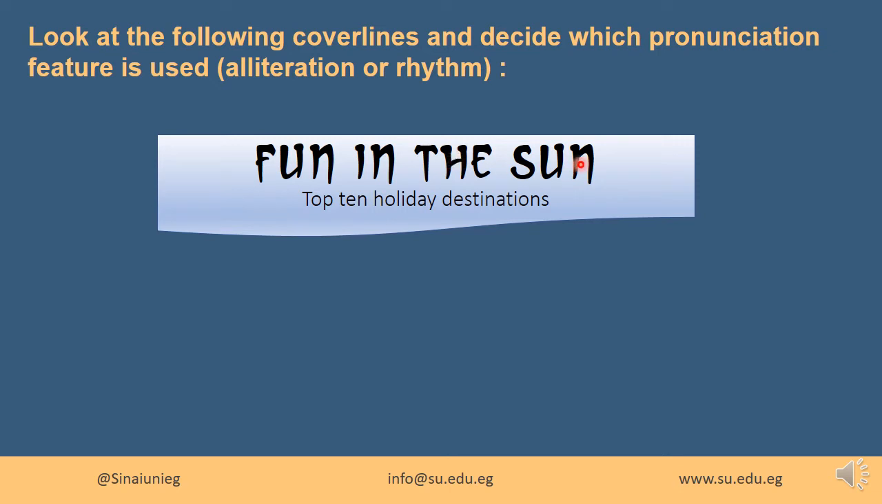Fun in the sun. Top 10 holiday destinations. In fact, here we have both features we are talking about, which are alliteration and rhythm. We can find the rhythm in fun in sun, fun, sun, and the alliteration in top 10.